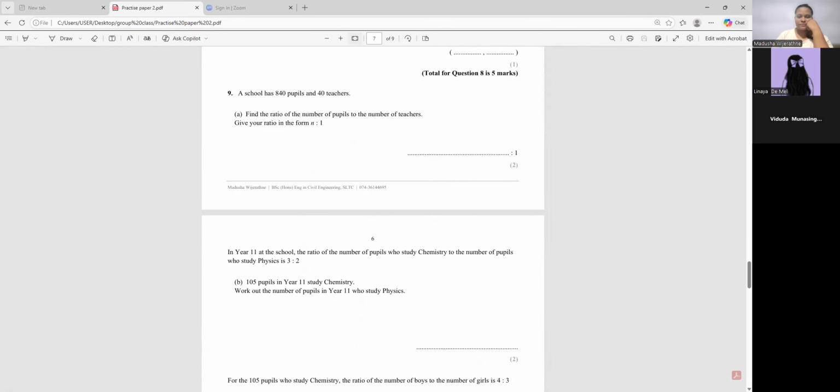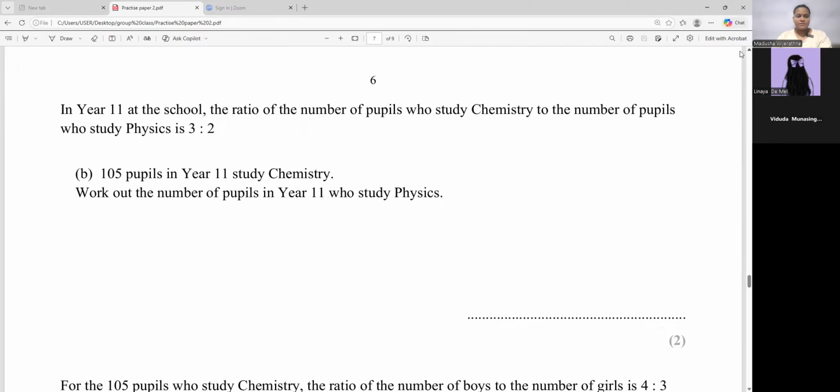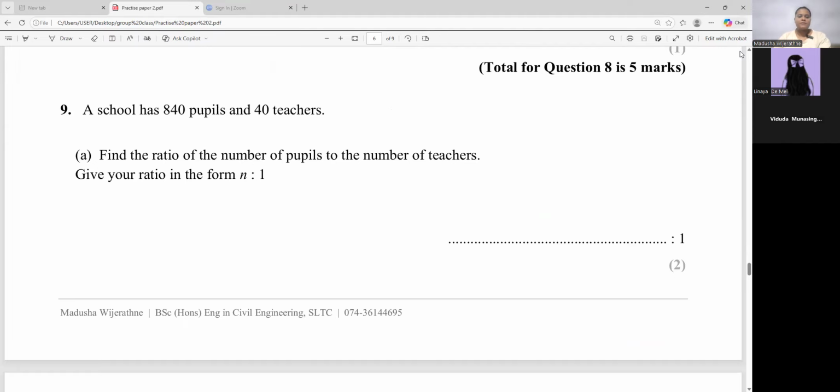Next one, ratio question. In year 11 at a school, the ratio of the number of pupils who do physics and chemistry. The first part is here. A school has 840 pupils and 40 teachers. Find the ratio of pupils to teachers.